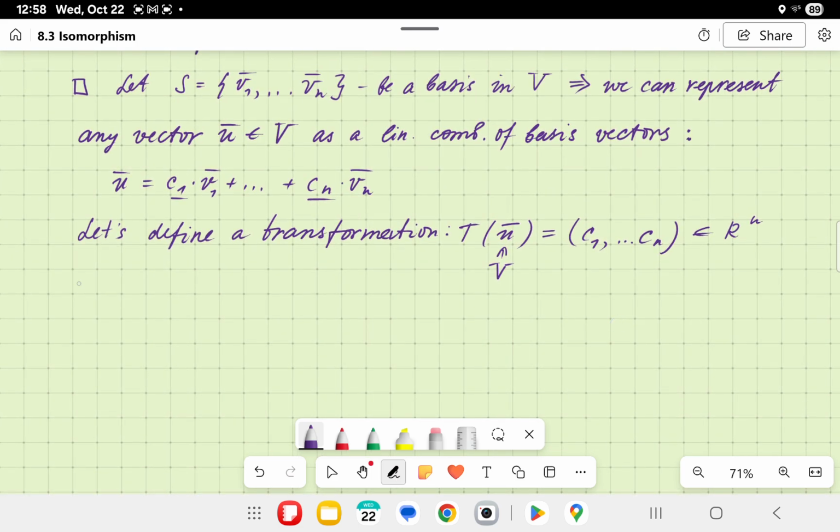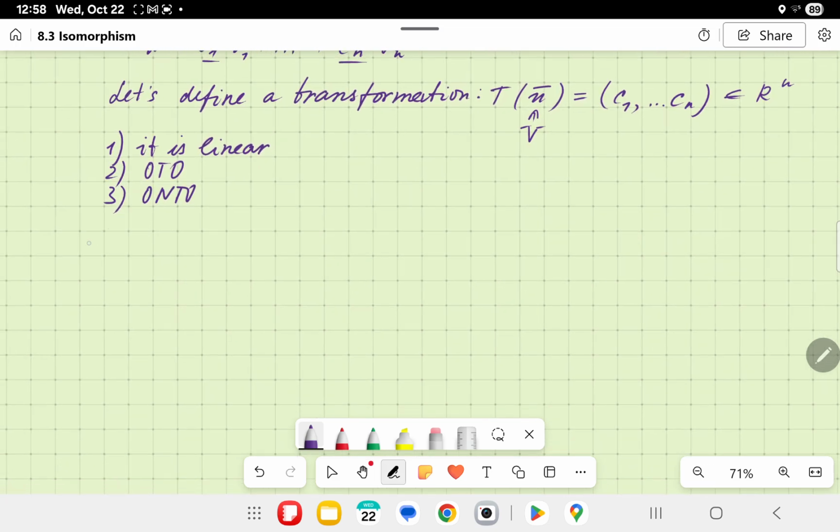Now, we define this transformation. We need to show that one, it is linear, two, one-to-one, three, onto. That's what we're going to do. I'm going to do it step by step. So first one, transformation T is a linear transformation. So what we'll need to check? Homogeneity and additivity. Let's start with additivity.